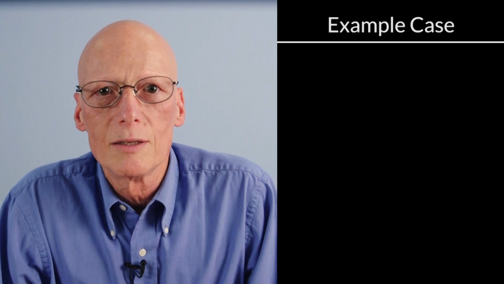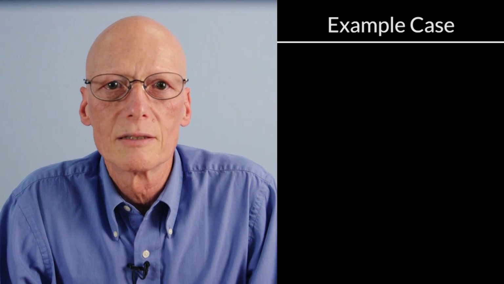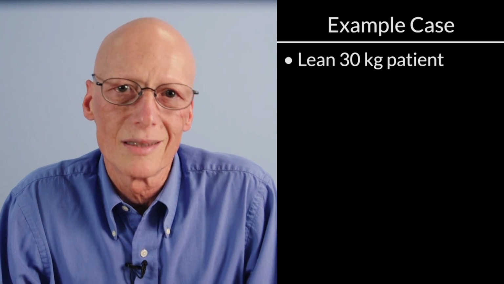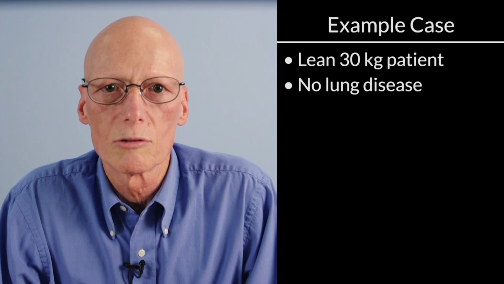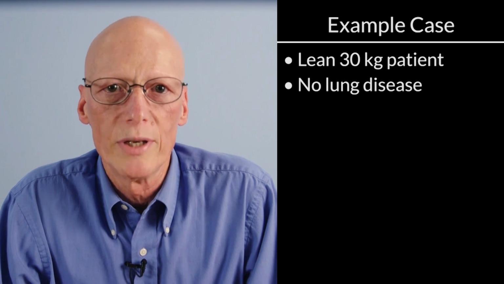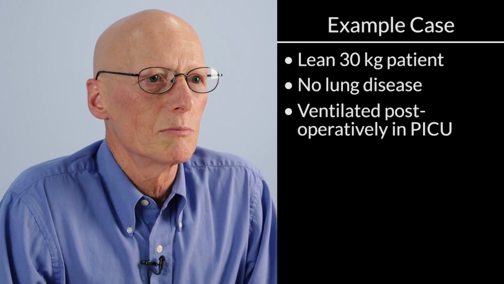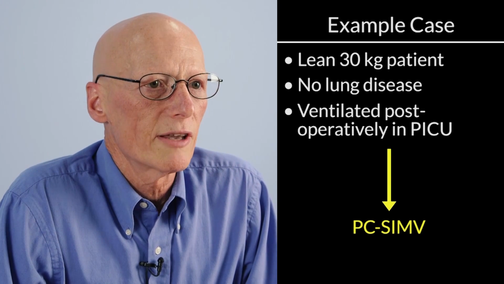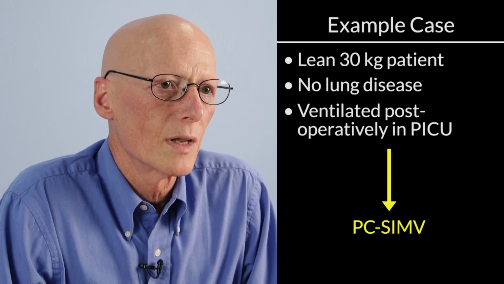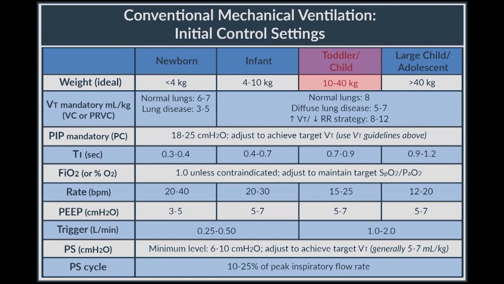Case. To illustrate the process that we just outlined, let's use as an example a lean 30-kilo patient without lung disease in the PICU being ventilated post-operatively. By convention in our institution, we'd probably pick pressure control SIMV as our mode, but I'm going to have in mind the target tidal volume that I want to achieve with this patient, which is going to be about 8 milliliters per kilo, or 240 milliliters.